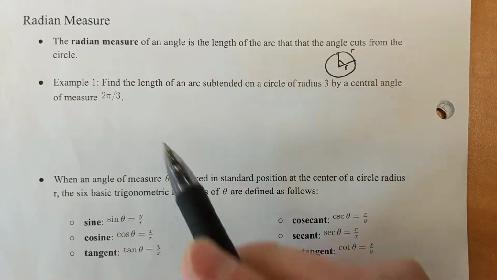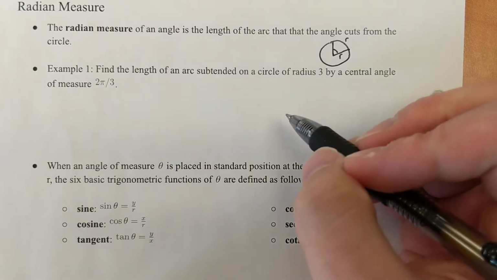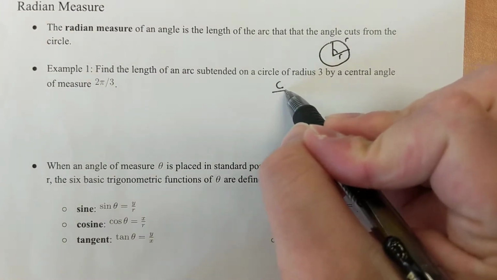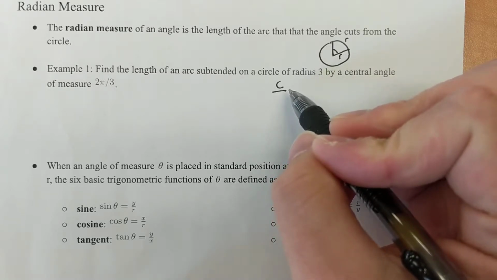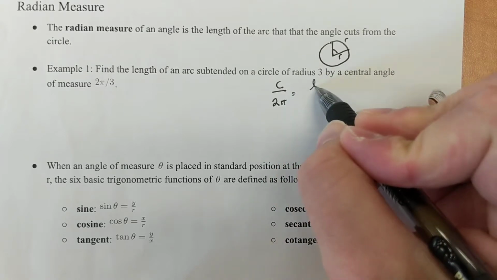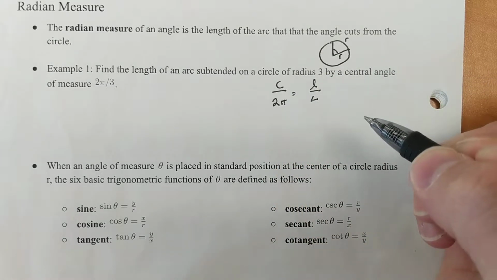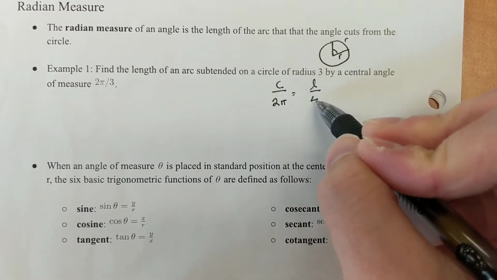All right, so here, for example 1, it says find the length of an arc subtended in a circle of radius 3 by a central angle that measures 2 pi over 3. So this is going to be our formula. We're going to do the circumference over 2 pi is equal to the length of the arc over the angle we're talking about. So all the way around the circle takes 2 pi radians. What piece matches with our angle?